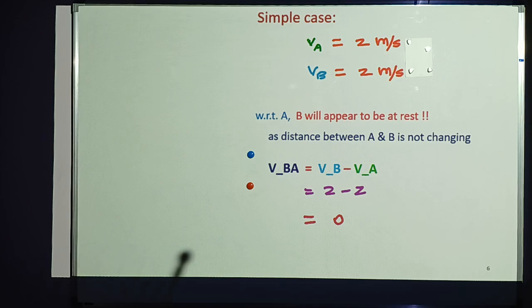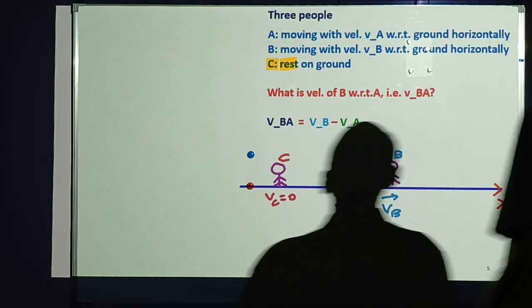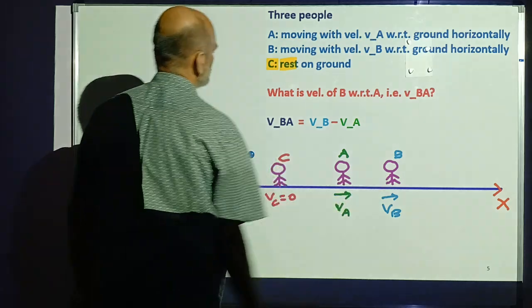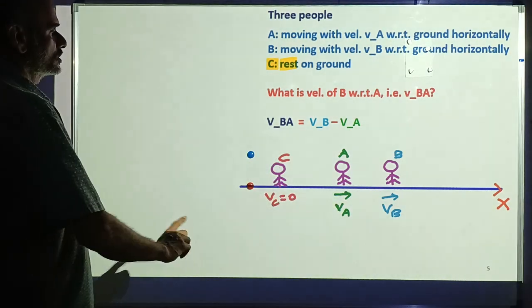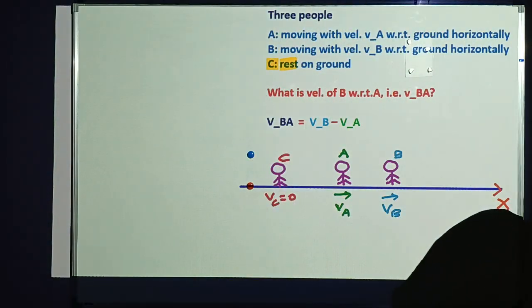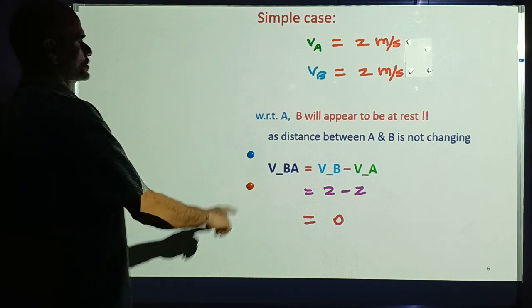Let us consider a simple case where the velocity of A is 2 meters per second towards right and B is also 2 meters per second towards right. Now, since both A and B are moving with the same speed towards right, it will appear as if B is not moving with respect to A, because the distance between A and B is the same, since both are moving with the same velocity of 2 meters per second towards right. This also can be checked from the definition of relative velocity, that's VB minus VA, that's 2 minus 2, it's 0.